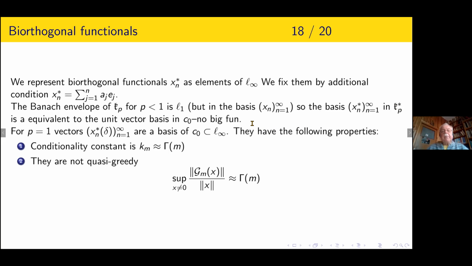So this is not big fun. However, for p equals 1, this was investigated earlier, but without the delta being dyadic, we obtain a basis. Those sequences which we produced here turn out to be a basis in c0, which sits in L infinity. They have conditionality constant equal to gamma, and they are not quasi-greedy, and the quasi-greedy coefficient also grows like gamma to the m.